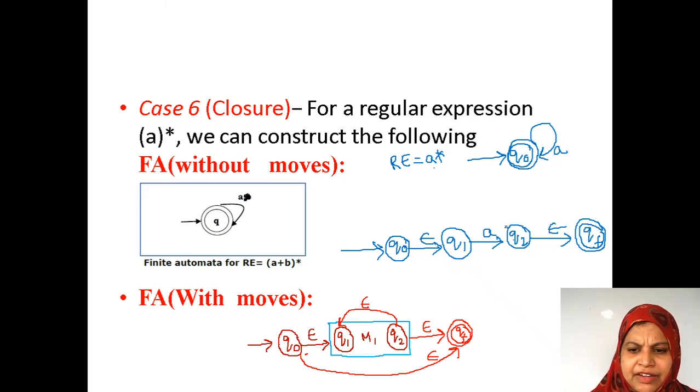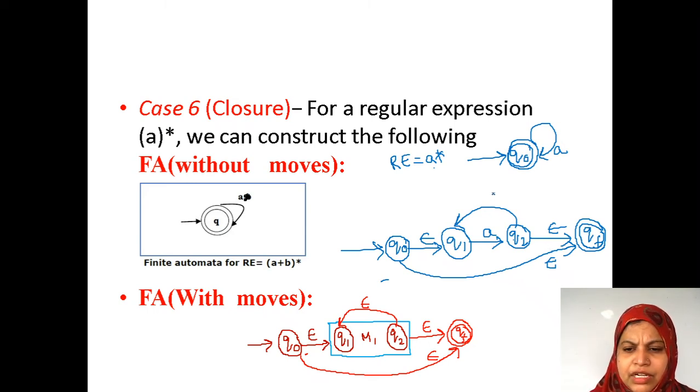Now here we have to take this one. This is the epsilon, here also epsilon, closure, epsilon and epsilon, closure, single loop. Whenever we are going to convert any closure into NFA with epsilon moves, it consists of 4 states, whereas while we are going to convert this regular expression to without epsilon moves, it consists of only one state for any closure.